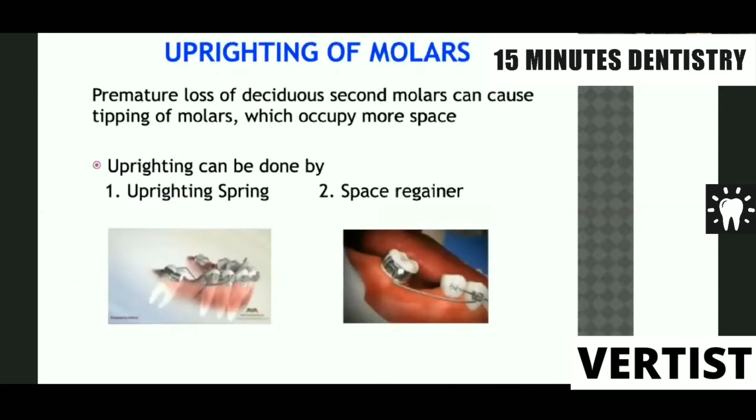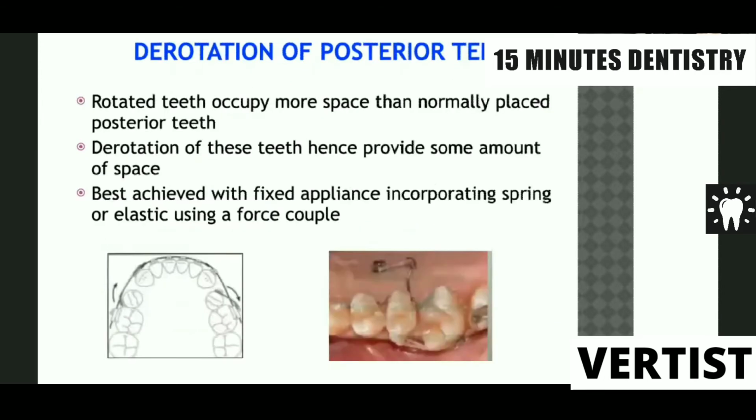Next is the uprighting of the molars. Generally, a premature loss of deciduous second molars can cause tipping of molars, which generally occupy more space. The uprighting can be done with the help of an uprighting spring, or you can use a space regainer that you use generally in periodontics and still can do uprighting and gain the space.